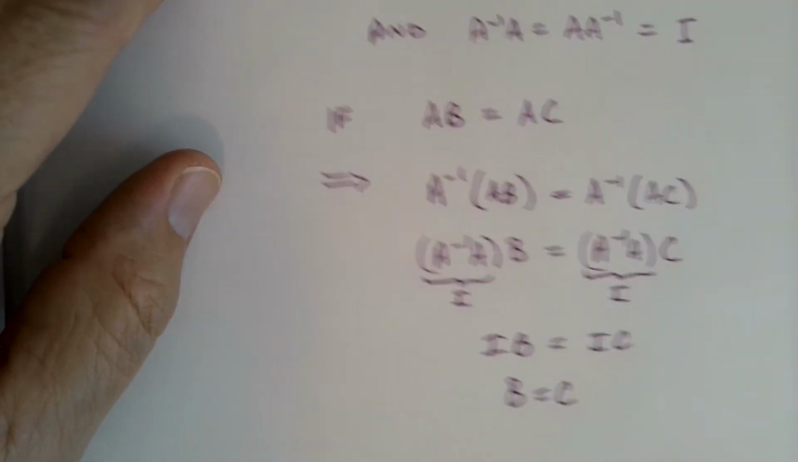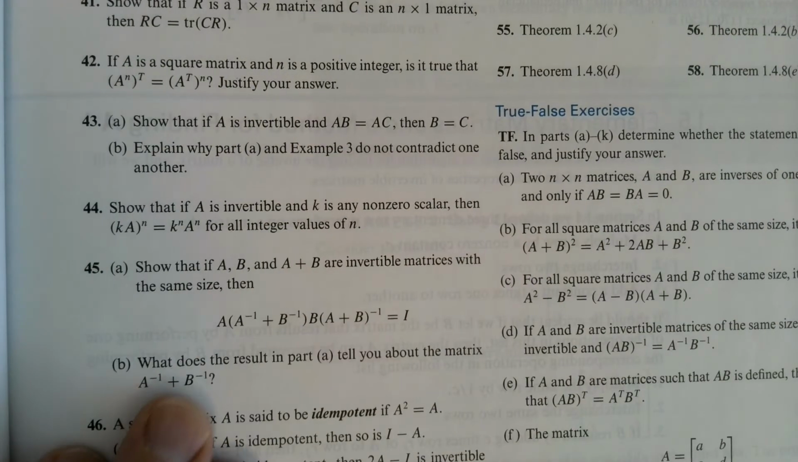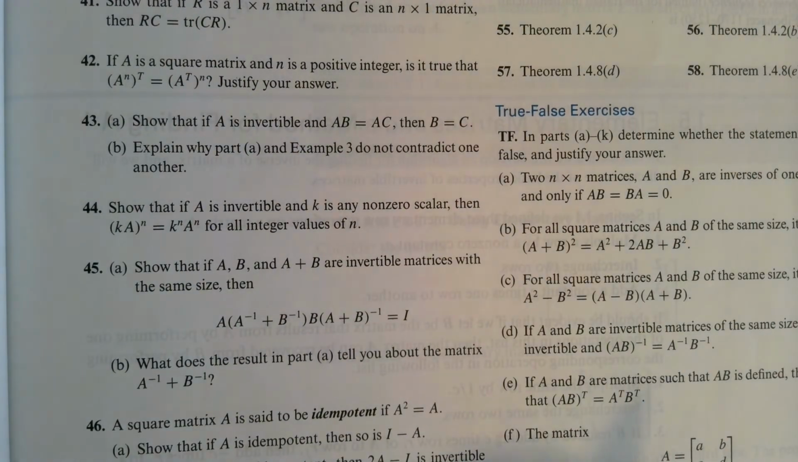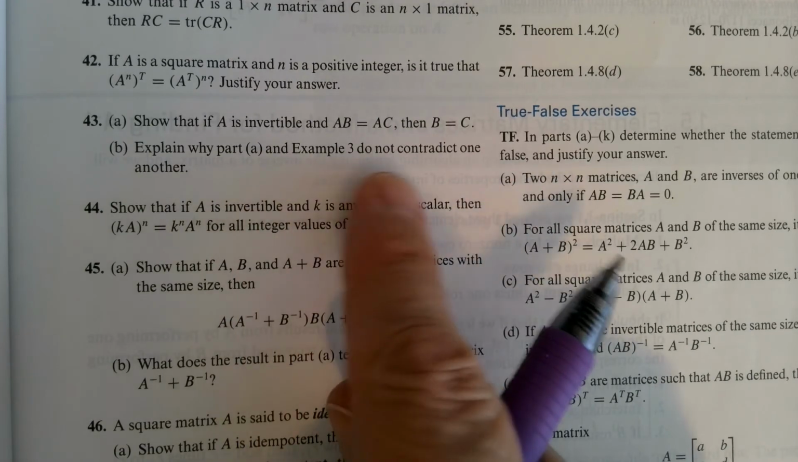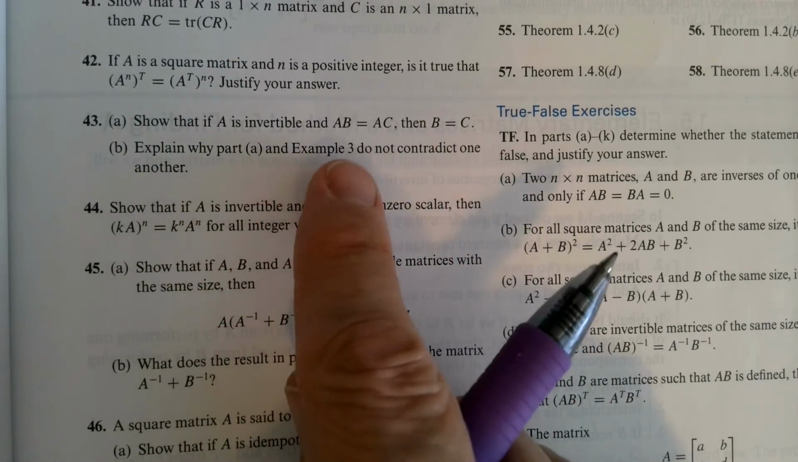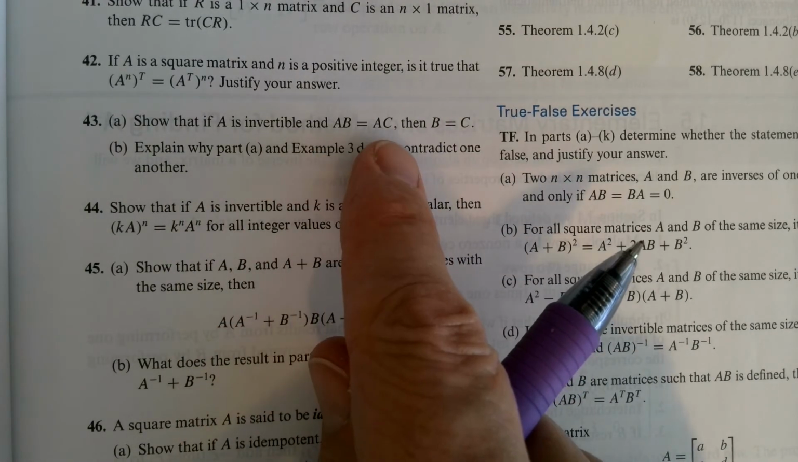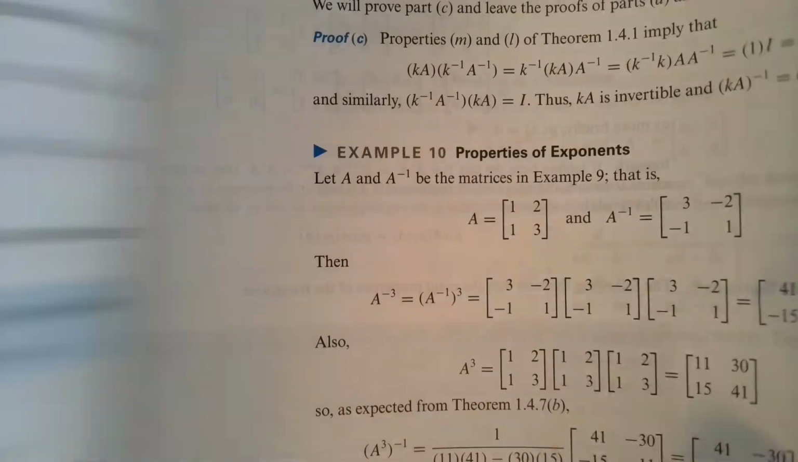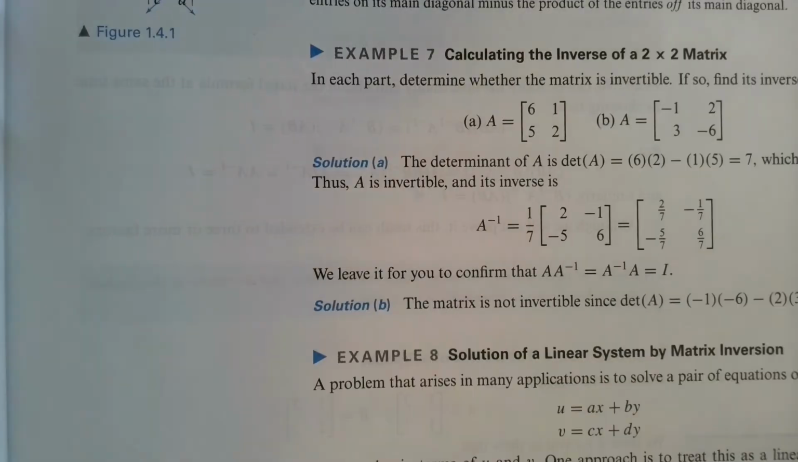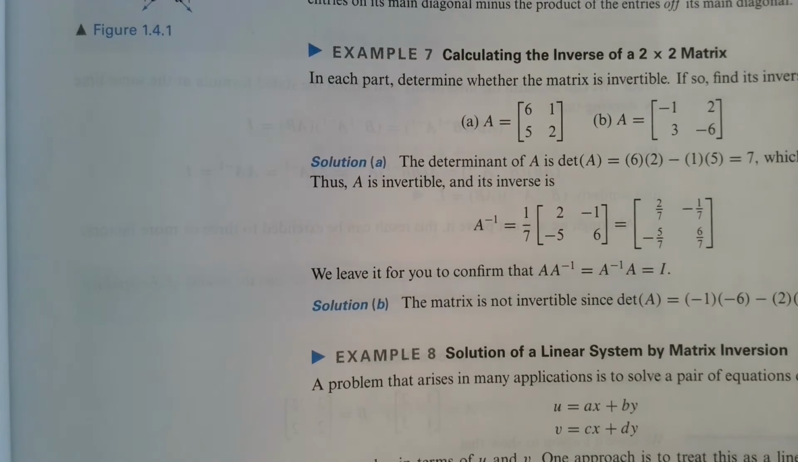And so why, though, in part B, why does the example that they give in this book not contradict this? Because the example in the book gives an example where AB is equal to AC and B is not equal to C. We'll just go back to that example 3 real quick here and show you that.